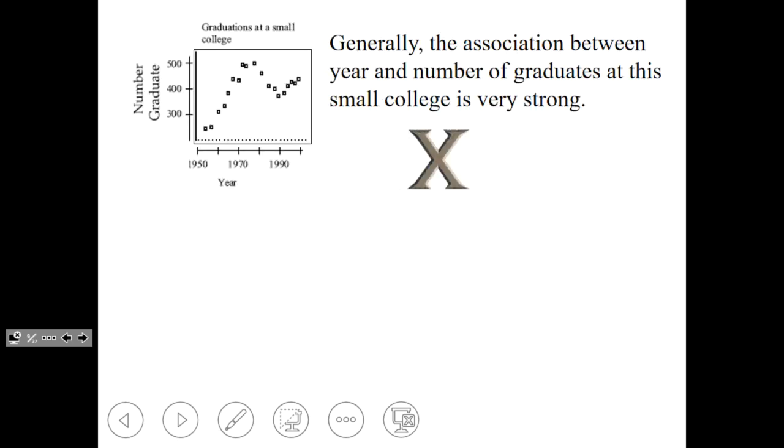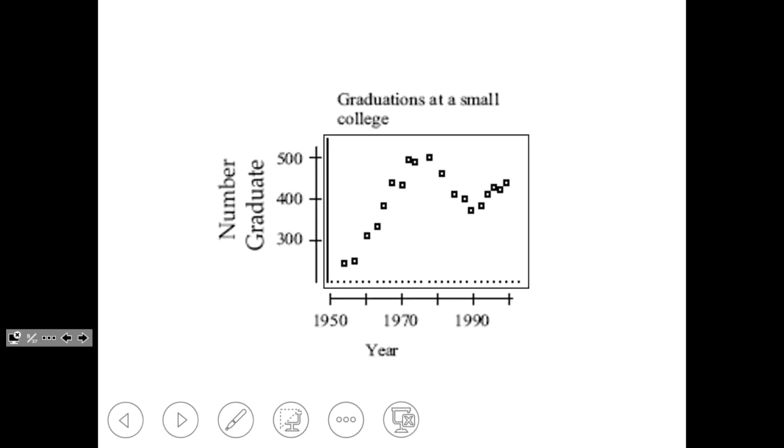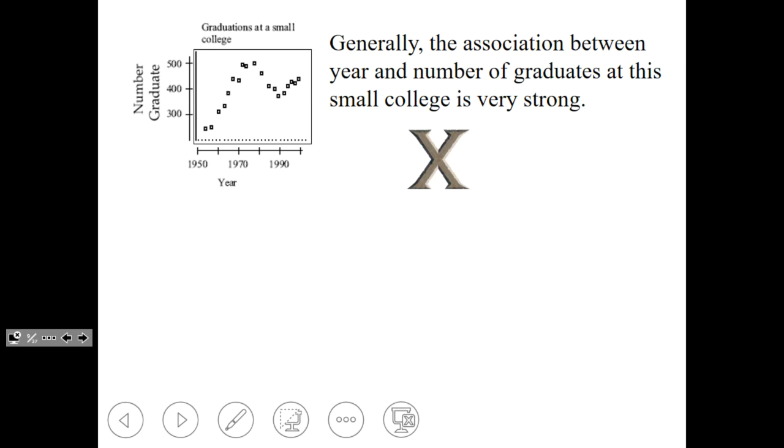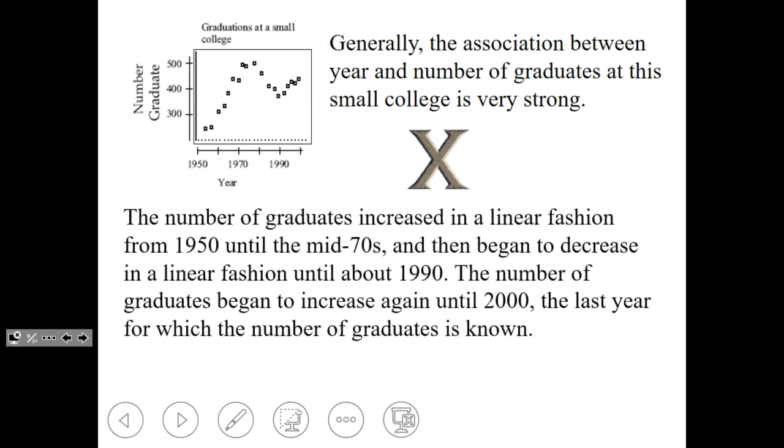Now, if I look at this, my associations appear to be pretty strong. Those points are not far away from each other on the y-axis. However, it increased in a linear fashion from 1950 to about the 70s. Then it began to decrease, again in a linear fashion, to about 1990. Then it started going up again in 2000. And that was the last year I had any data on.